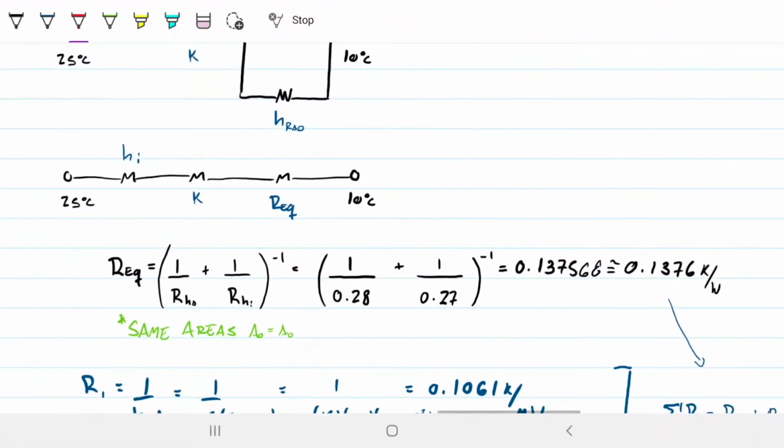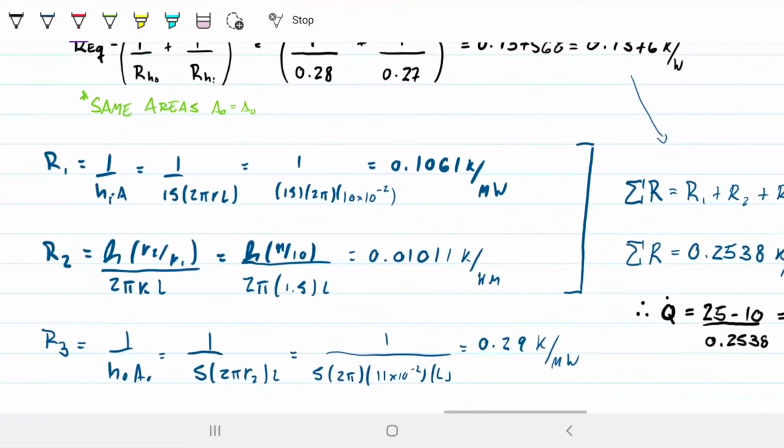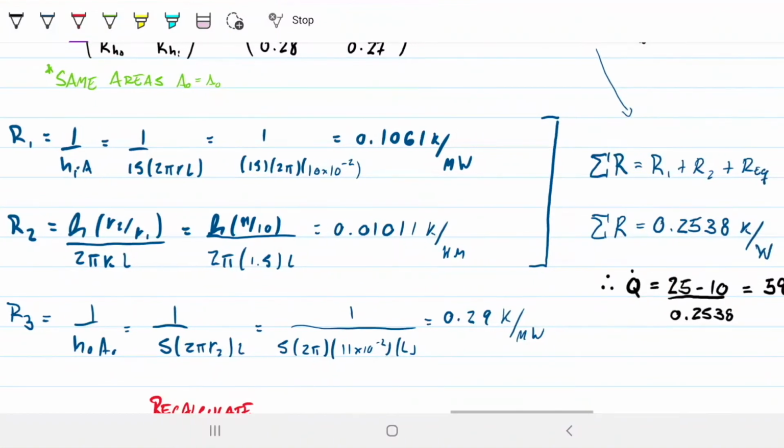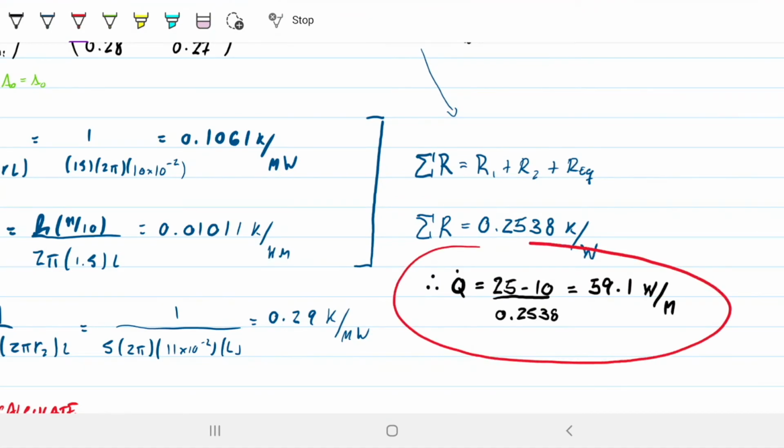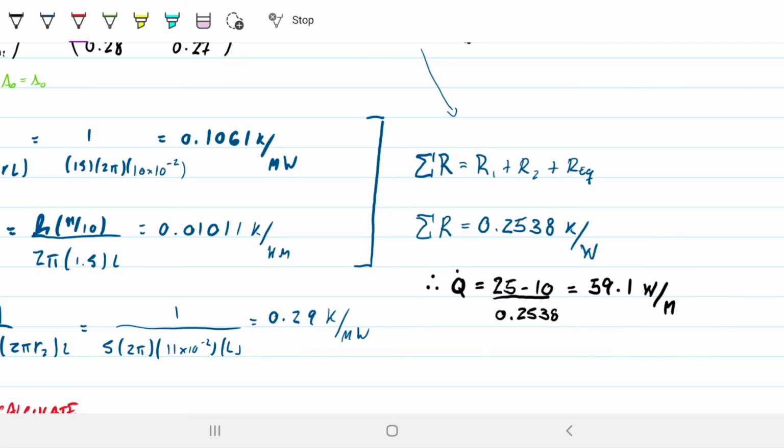So then you calculate the equivalent resistance for the parallel system. You calculate the resistances for each of the things. You sum them up. You get a sum of R's of 0.25, and the first Q that you've ever calculated is 59.1. So you see it's already way closer to the final answer that we got, the 58 point something, than the previous method. Then we just do it.